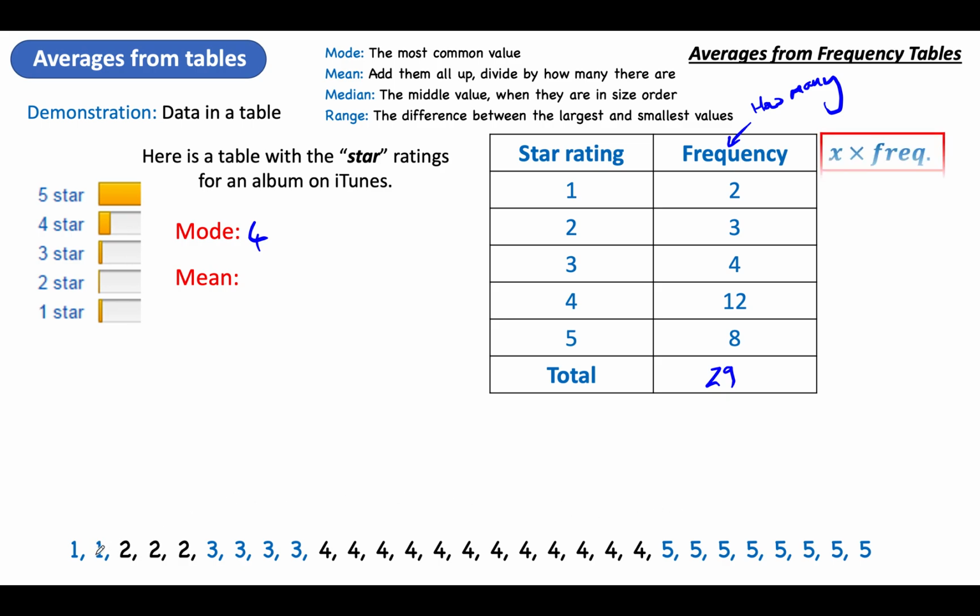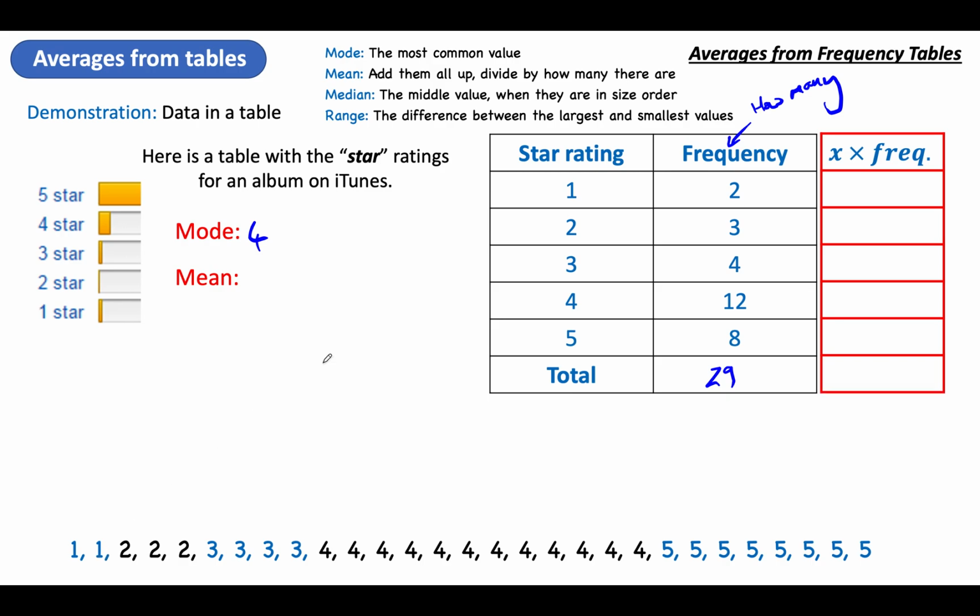Well, let's do this. We add another column. And in this column, we do the star rating. I've put this as X. So whatever this value is, times by the frequency. Because if 2 people gave it 1 star, between them that is a total of 2 stars, 1 times 2. And then there are 3 people that gave it 2 stars. Well, that's a total of 6, which is 2 lots of 3. And then the 4 people that gave it 3 stars. Well, that's 4 lots of 3, which is 12.